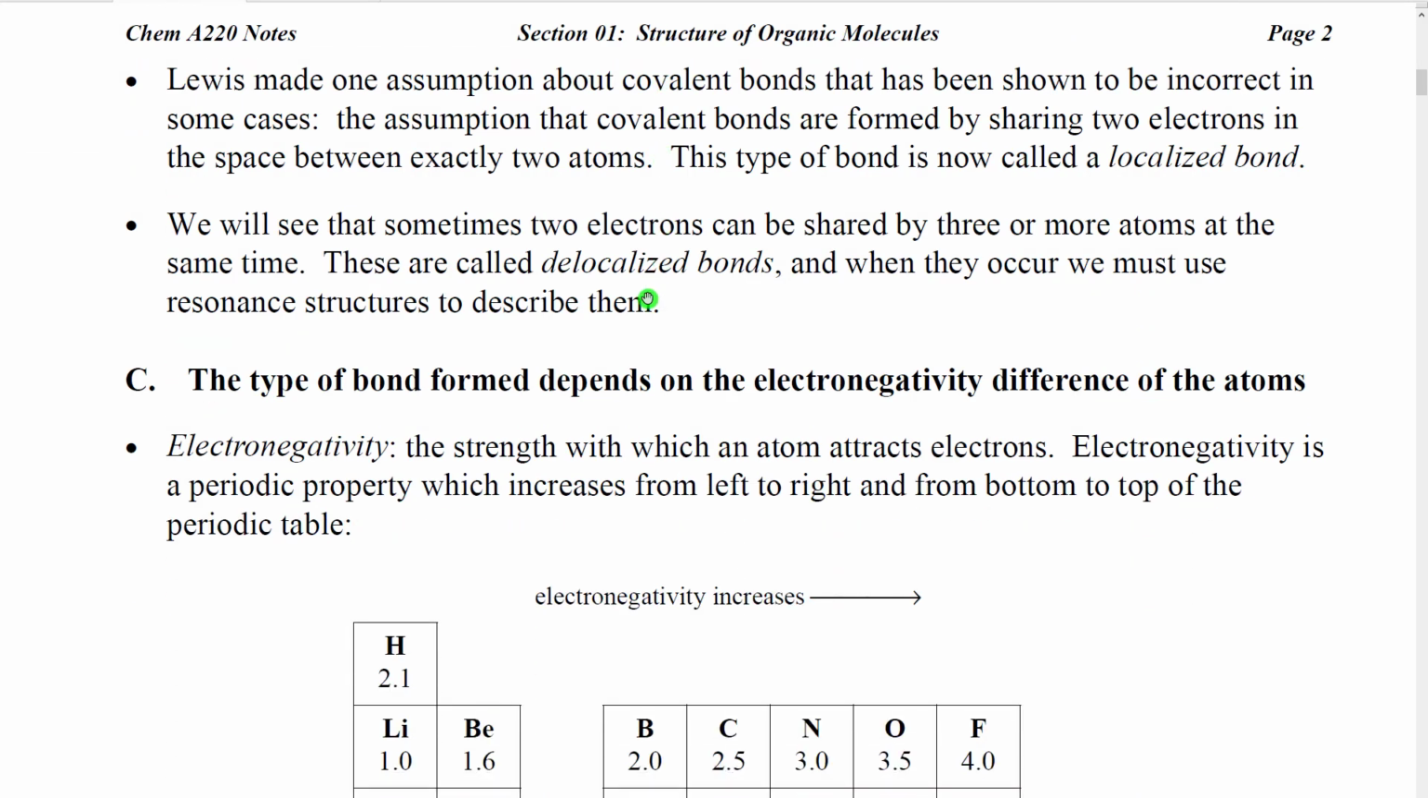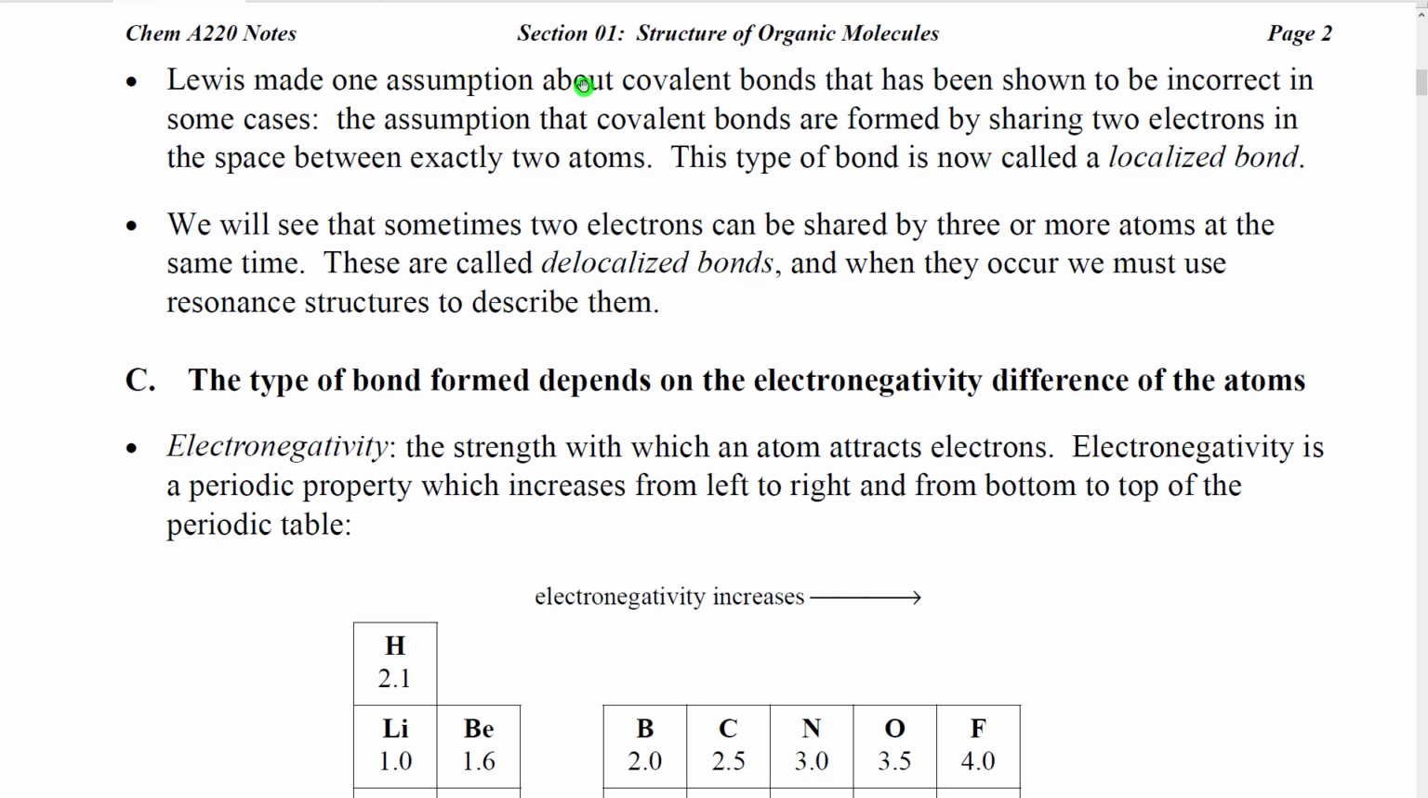Now, we're going to see that the Lewis theory is not 100% correct in all cases. It is, however, a very useful model which we can employ throughout the year to understand chemistry and to make predictions, even though in all of its details it's not perfectly correct. We are in fact going to slightly modify the model to make it cover more cases.